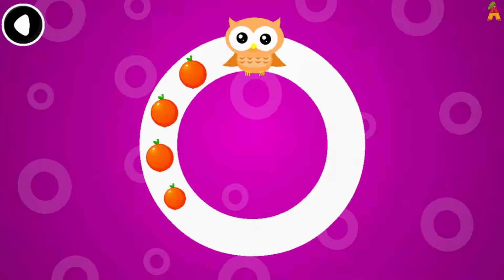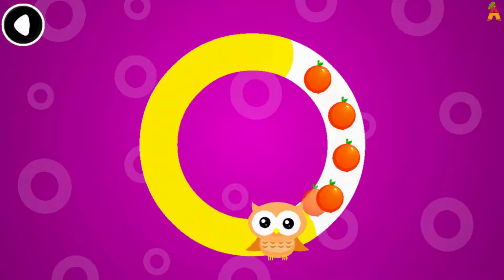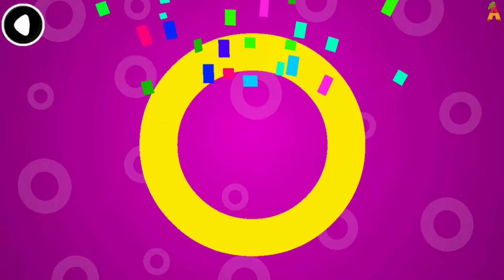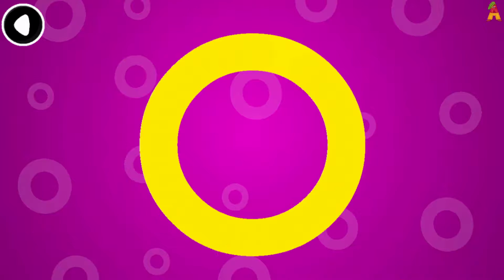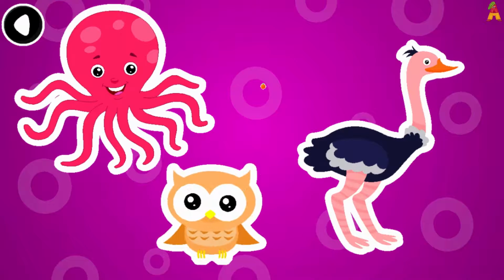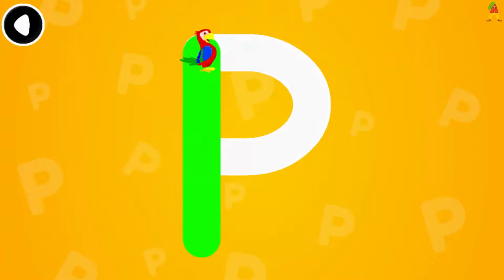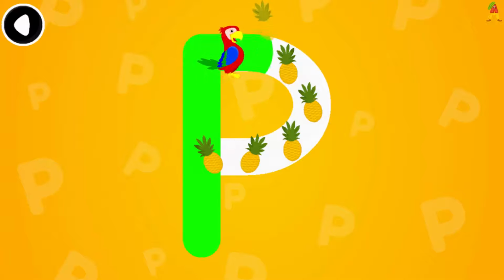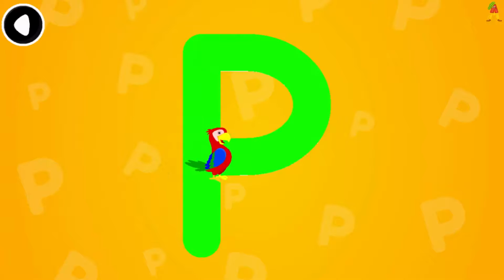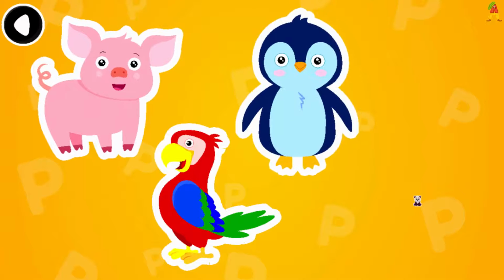This is the letter O. O is for ostrich, octopus, owl, orange. This is the letter P. P is for parrot, pig, penguin, panda.